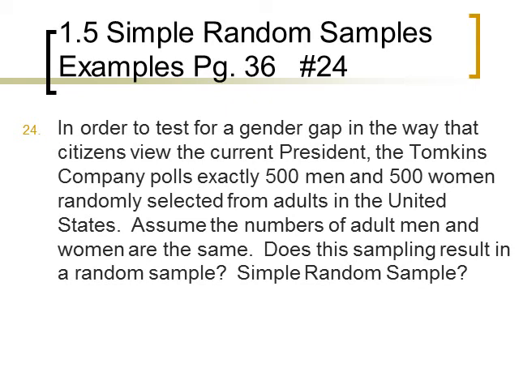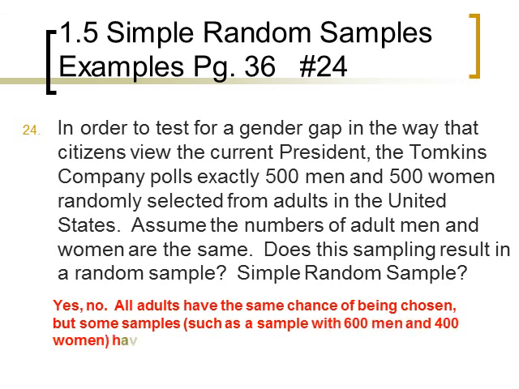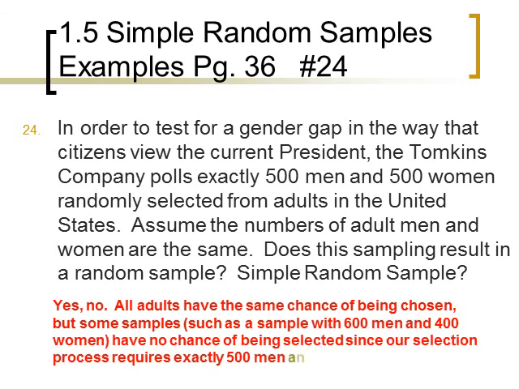In order to test for a gender gap in the way that citizens view the current president, the Tompkins Company polls exactly 500 men and 500 women randomly selected from adults in the United States. Assume that the numbers of adult men and women are the same. Does this sampling result in a random sample? Well, all that it tells us is that it does indicate that these people were randomly selected. So we don't really know if it was a particular approach like systematic or something like that, but we know it's random because it tells us. So yes, it's random. But is it a simple random sample?